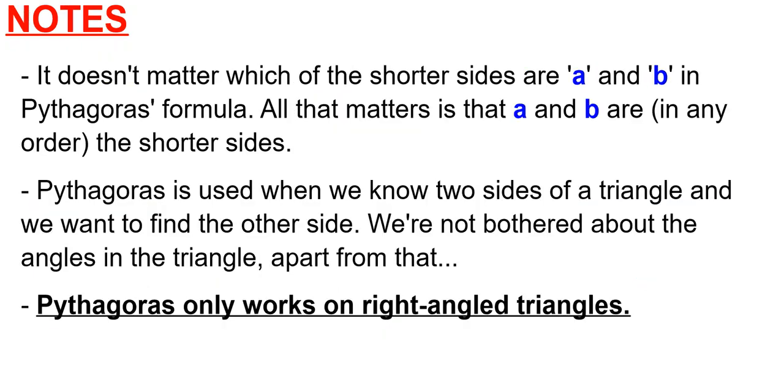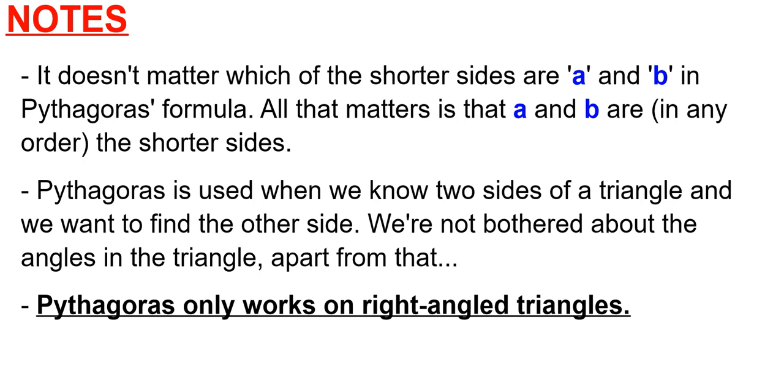Now a few notes before moving on. It doesn't matter which of the shorter sides are a and b in Pythagoras' formula. All that matters is that a and b are, in any order, the shorter sides. And so all you need to do is not confuse A and B with the hypotenuse.